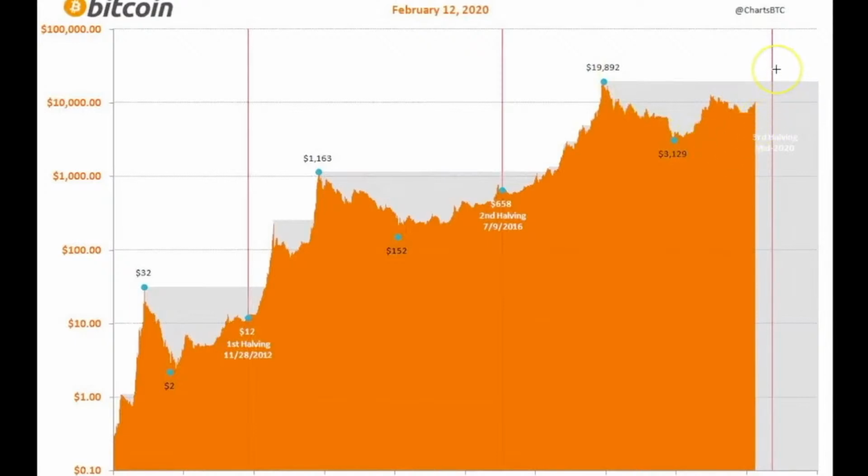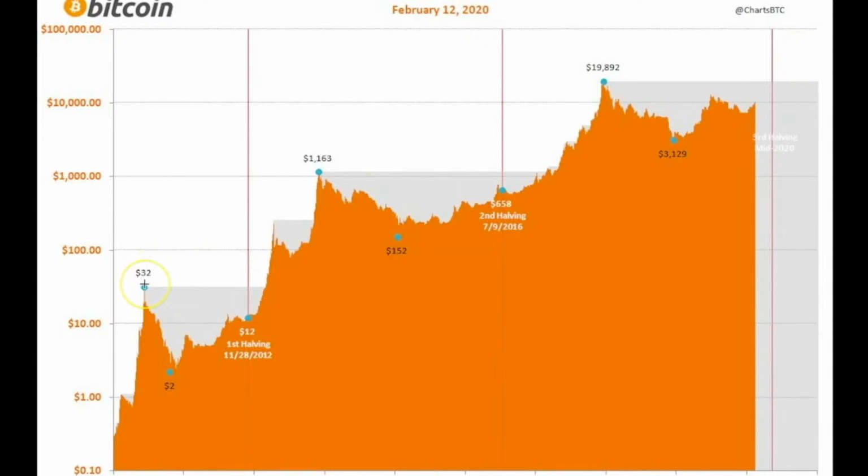Before, here comes the third halvening. We're about 4 months away. The third halvening. What's going to happen after the third halvening? You guessed it. Bitcoin's going to go on to make new all-time highs. Where might that high be? All right, let's do this.